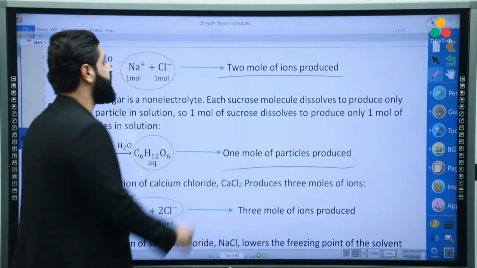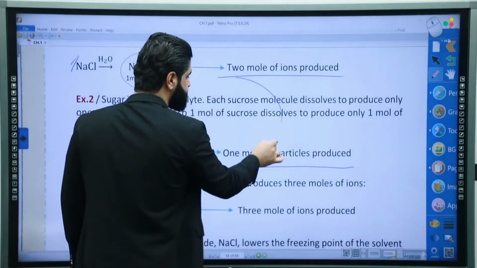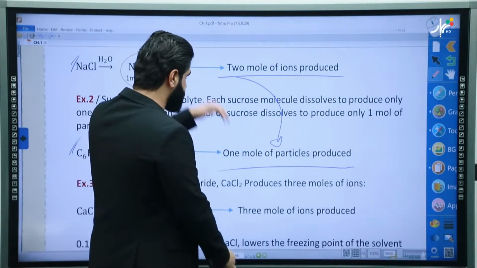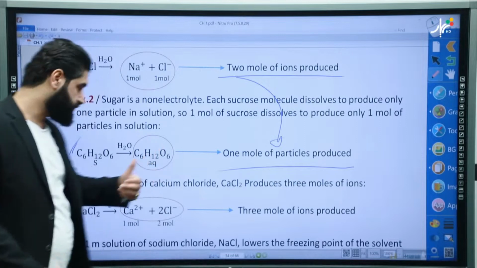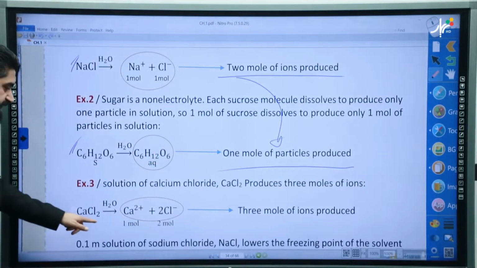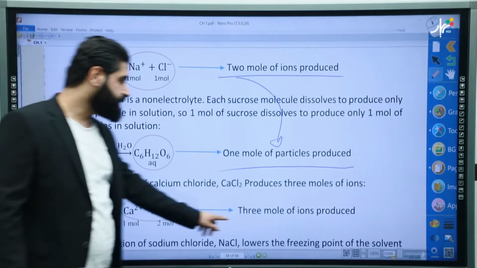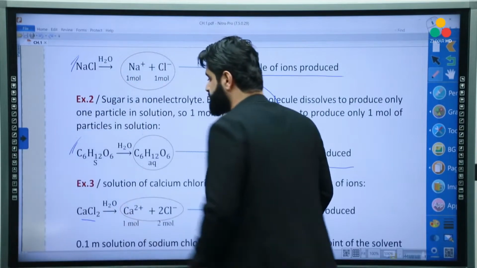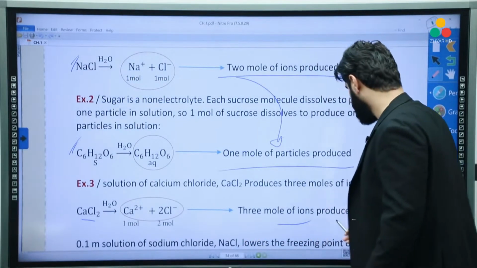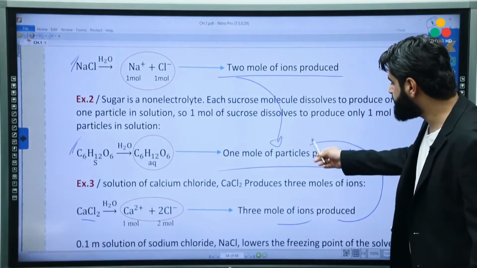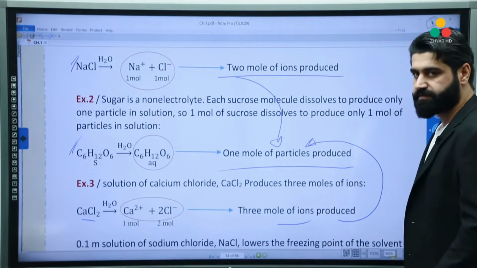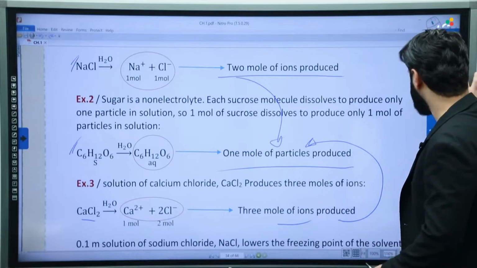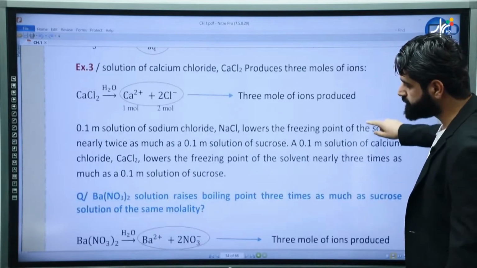So of course the effect here will be 2 times greater than this by comparing to here. Why? I'll show you. About CaCl2, it results 3 mole of ions. So that means CaCl2 comparing to sugar affects 3 times greater than sugar.